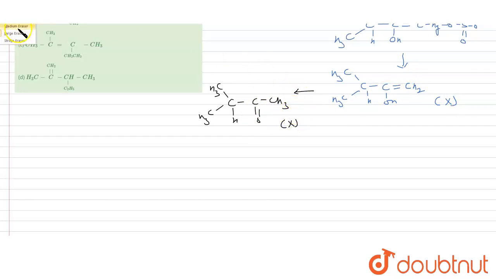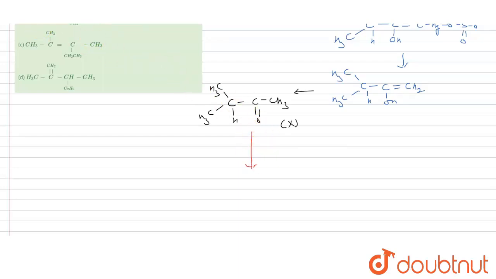So you may write this like this. This is not our X product, this is actually the enol form. Since the enol form is less stable, it will convert into the keto form. And after this, it is treated with Grignard reagent.